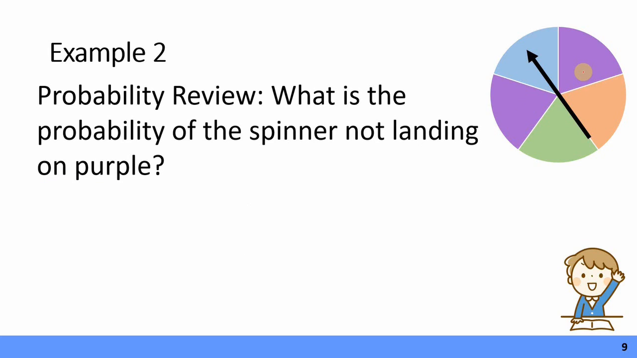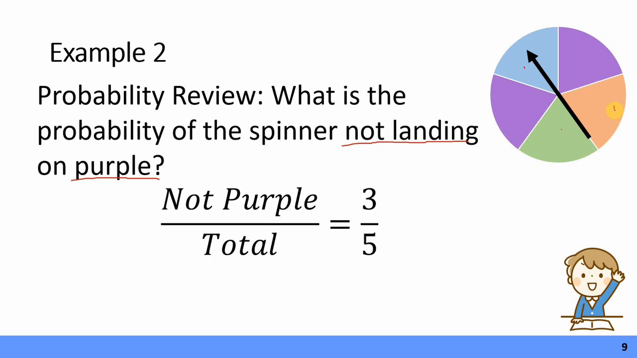What is the probability of the spinner not landing on purple? Okay, so again, you should know how to do this one. My denominator is still 5 because we have 5 sections. And out of those, how many are not purple? Well, we have 1, 2, 3 that are not purple. So my answer for this one, 3 over 5. Okay, so those two questions were sneaked in there just to review probability. But now we're going to tackle the same problem, but with odds.